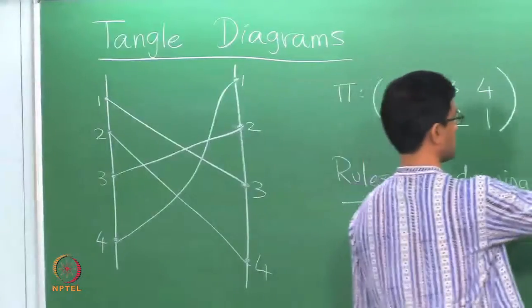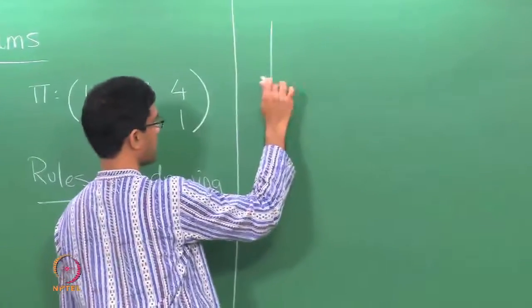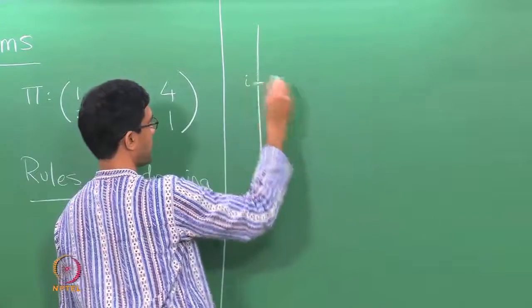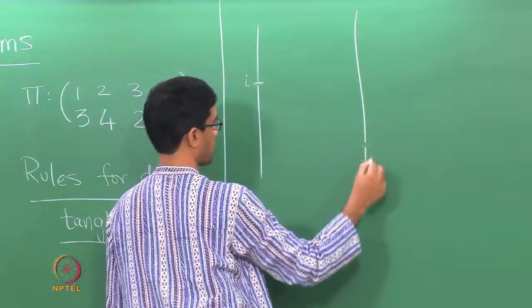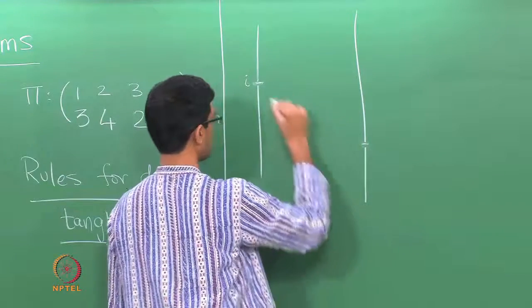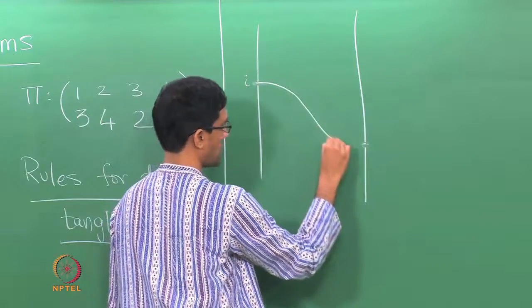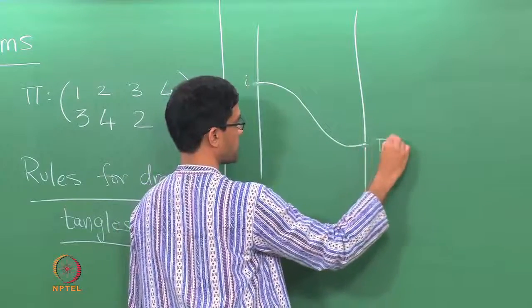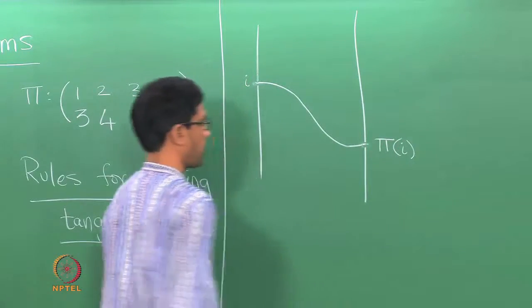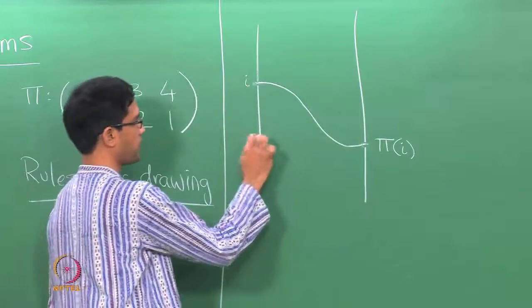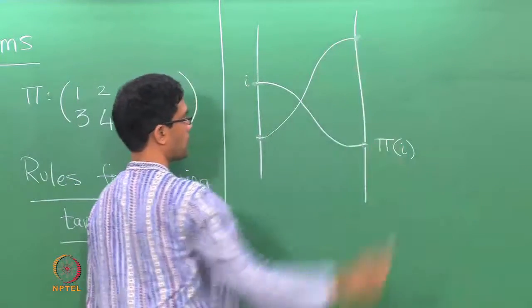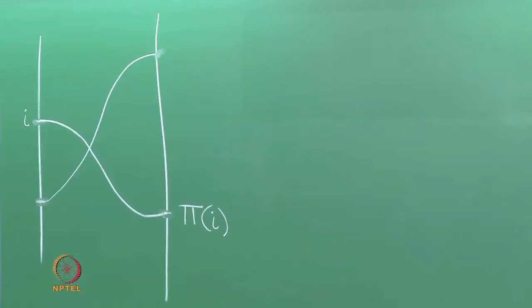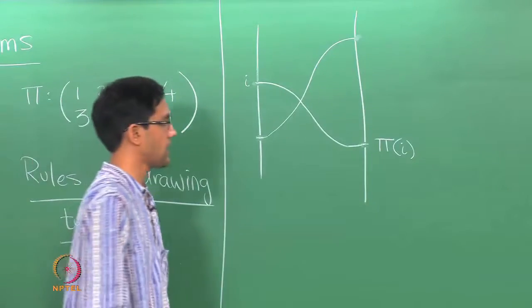Okay, so of course the primary thing is, what is a tangle? For each i, you draw 2 lines like this. If you want to represent a permutation, you draw a curve which joins i and its image under the permutation, which we will call pi of i. Similarly, you pick a different value of i and you join it to whatever it maps to under the permutation, and so on. So it's nothing but a bunch of curves drawn between these lines.